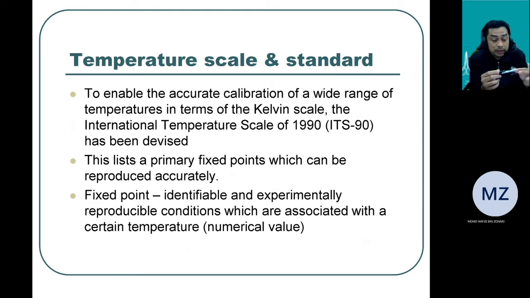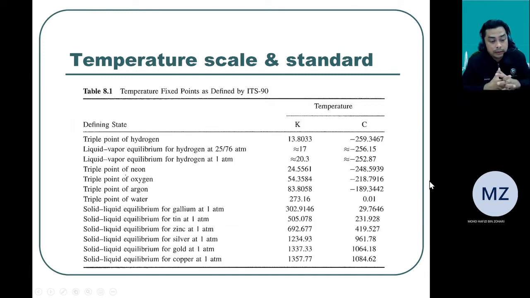Some object can be a standard for measurement, like a 1 meter length. Sorry, I didn't have a ruler here. So a ruler is one of the reference objects that can be used for length. But for temperature, you need some standard or some situation or condition that we can reproduce all the time. For example, we have fixed points according to this table.